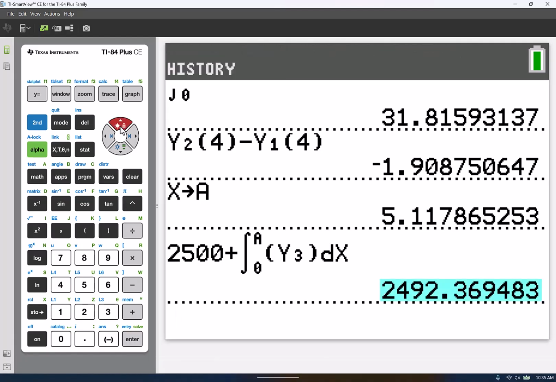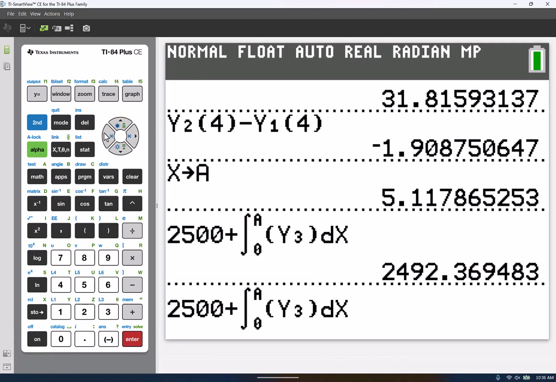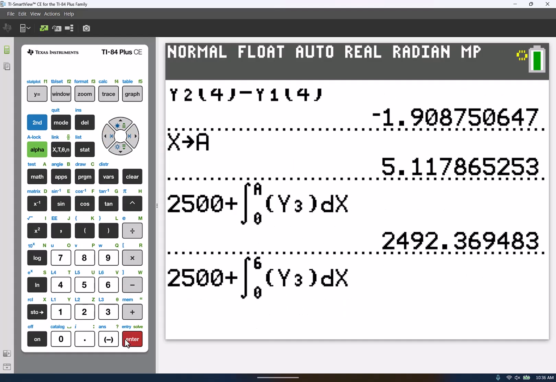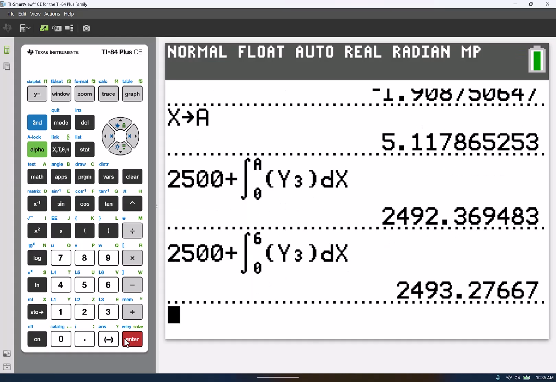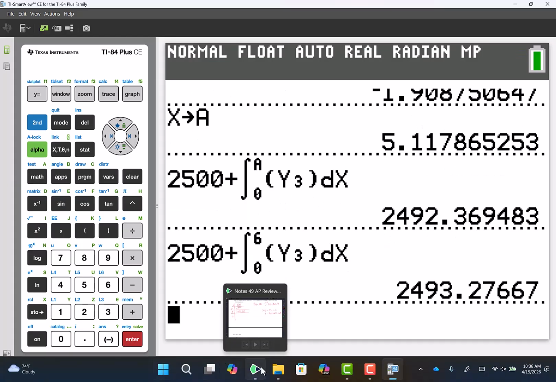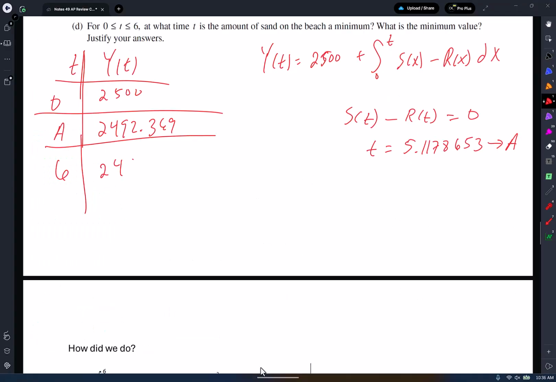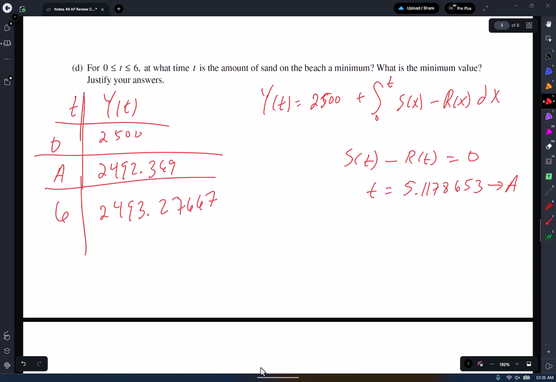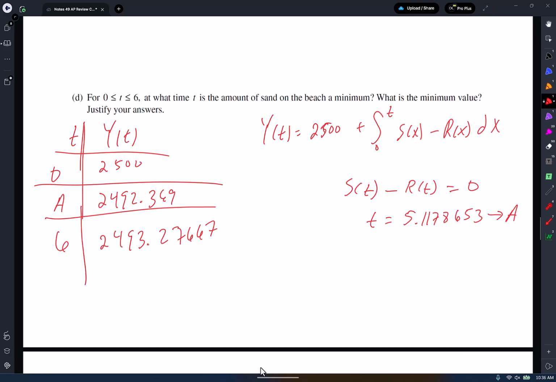And then I'm just going to scroll up and put 6, because obviously at 6 you're going to get a little bit bigger, right? 2493. Yeah, it should be a little bit bigger, and it is. 2493.27667. All right. What is the minimum value?